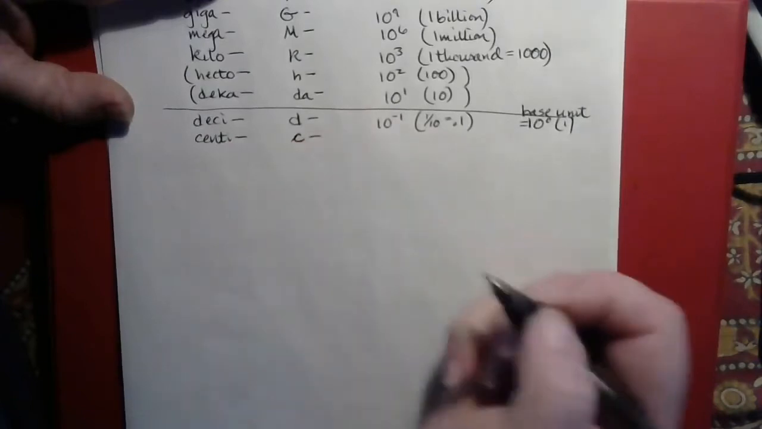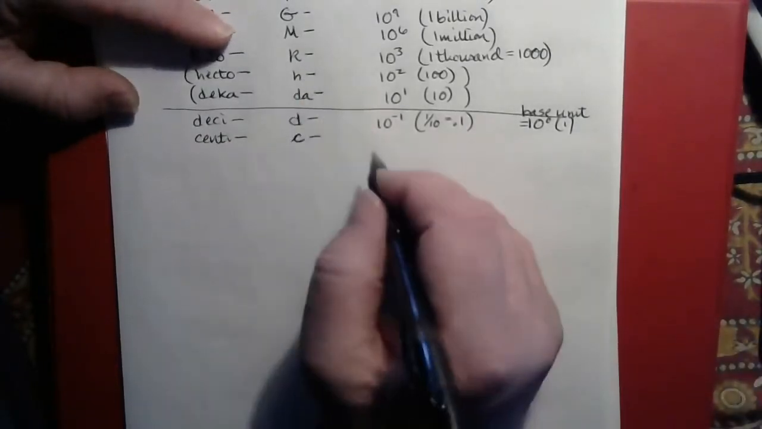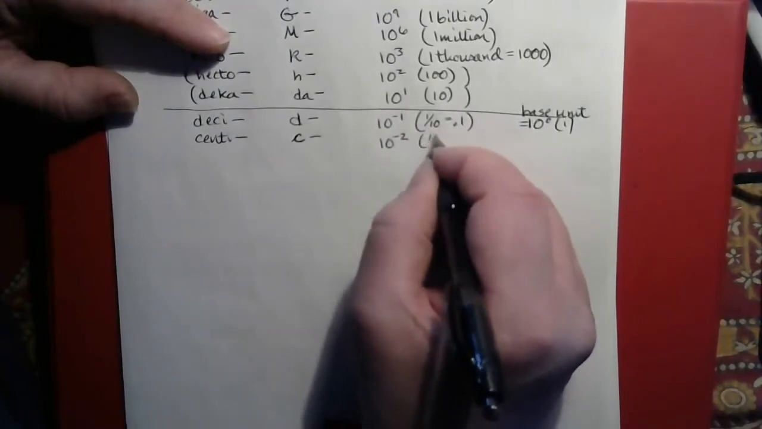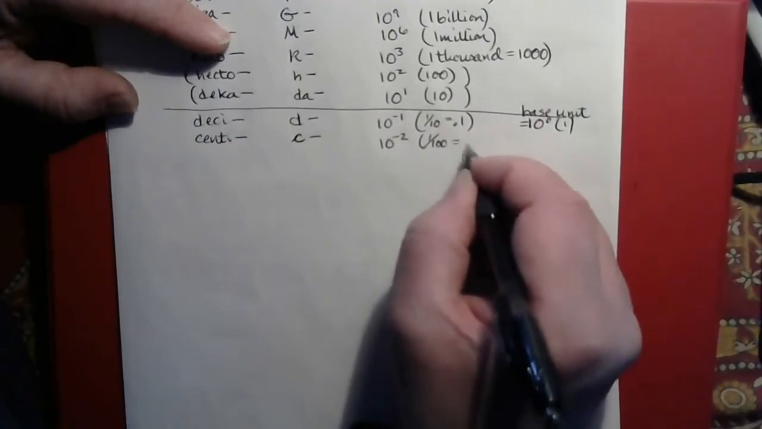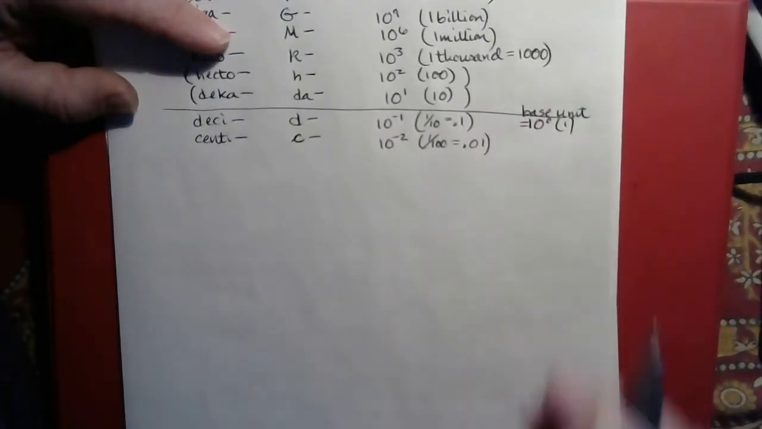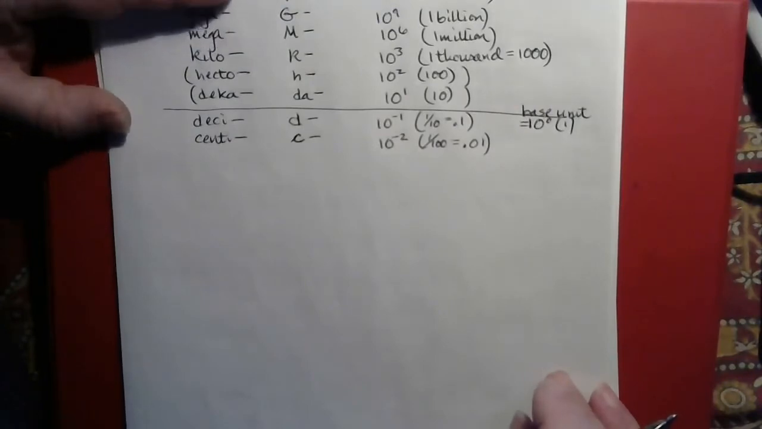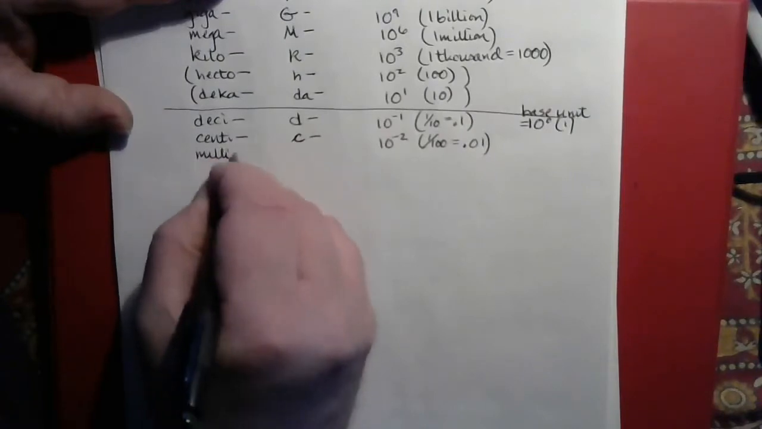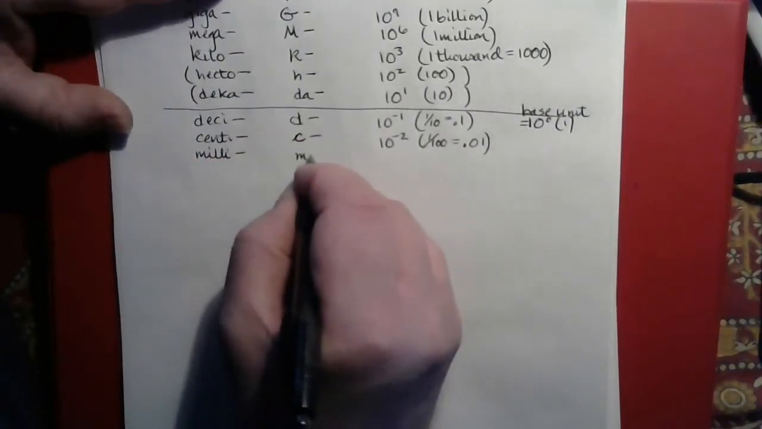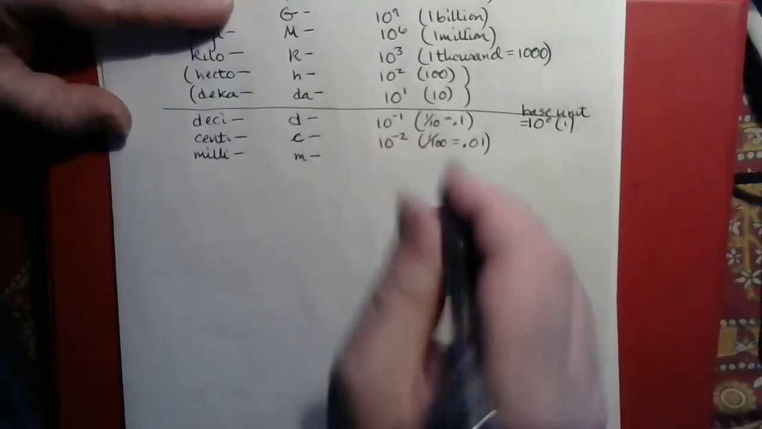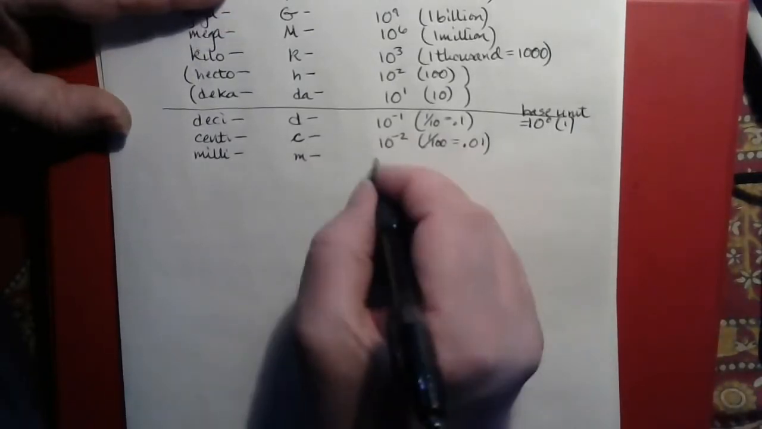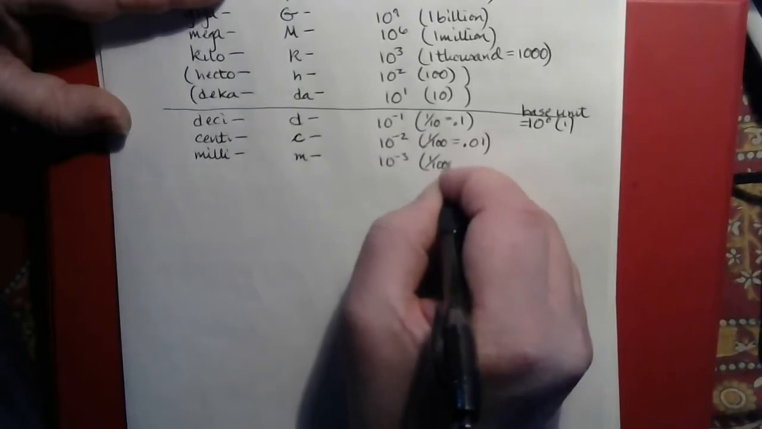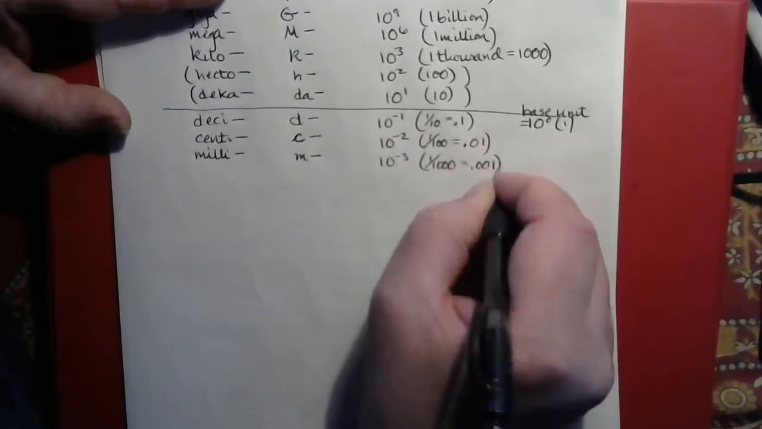Okay, centi, which is lowercase c as a symbol, that's 10 to the minus 2, or 1/100, or 0.01. And milli, which is a lowercase m as the symbol, and that's 10 to the minus 3, or 1/1000, or 0.001.